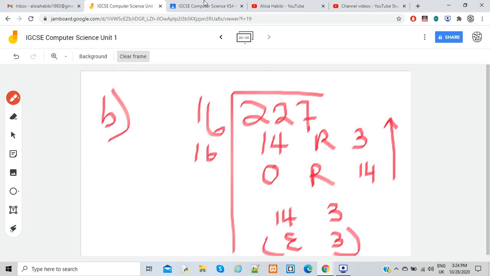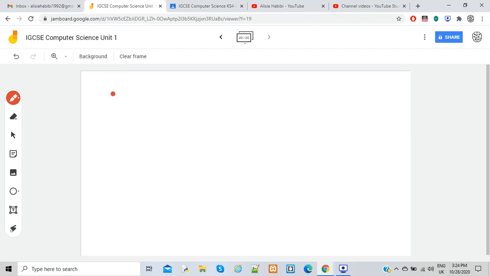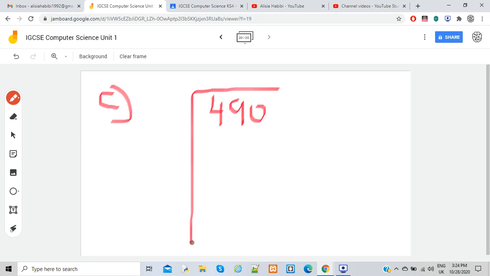Okay, one last example before I close this video is example C. We're going to be converting 490 into hexadecimal. So we do the same process of dividing this number by 16. 16 goes into 490 30 times. 30 times 16 is 480, and it gives a remainder of 10. And now 16 can go into 30 1 time, and you get a remainder of 14, because 1 times 16 is 16, and 30 minus 16 is 14.